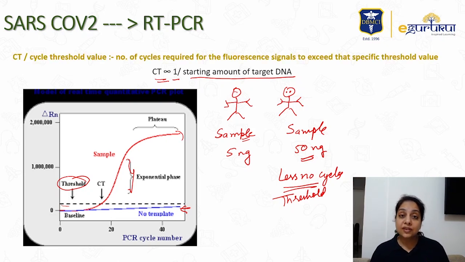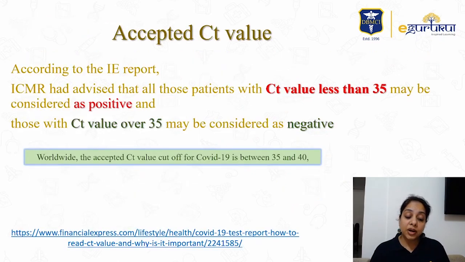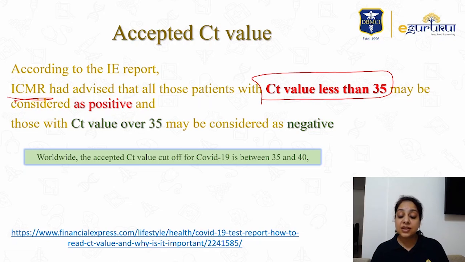Okay. So what is the CT value? CT is the threshold value, that is the number of cycles that are required for the fluorescence signal to exceed the specific threshold value. According to the ICMR report, a CT value less than 35 may be considered positive and over 35 is considered negative. Right? If we look worldwide, the cutoff value is anywhere between 35 and 45.